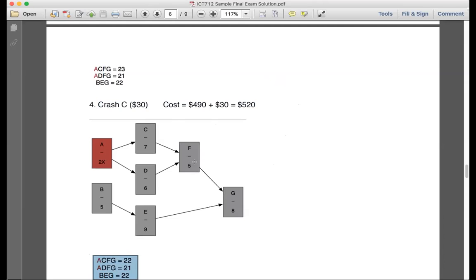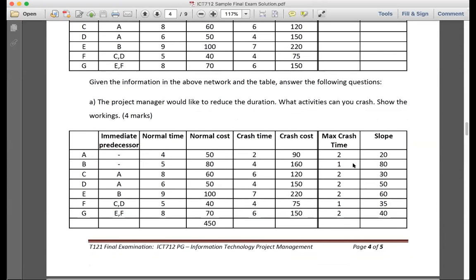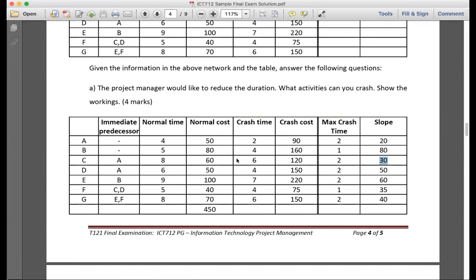No worries. Now, my friends, we already crashed that activity. Now, which paths are the longest? A, C, F, G, and B, E, G. Okay, on CFG, which one is the cheapest? C. Okay, that's 30. All right, let's look at the other one. BEG. Which one is the cheapest?